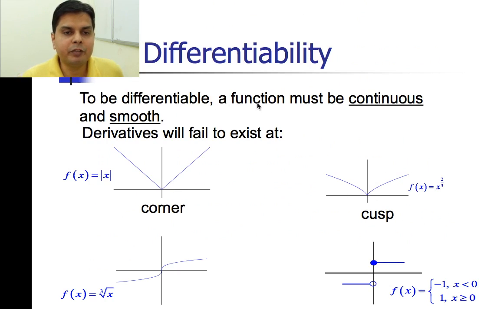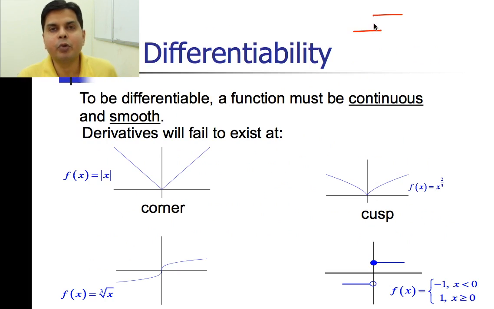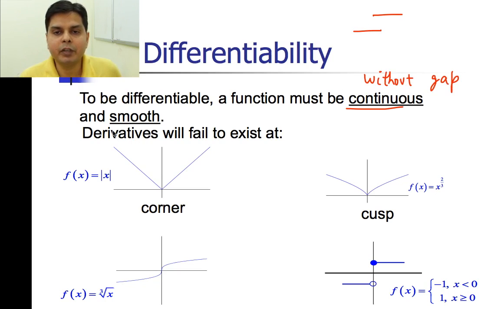To be differentiable, a function must be continuous, obviously, because if your function is not continuous, then there is no point talking about a derivative there, because you cannot find a unique tangent or unique derivative at this point. So a function must be continuous, that is, without any gap or breakpoint, and smooth. The derivative will fail to exist at such points.